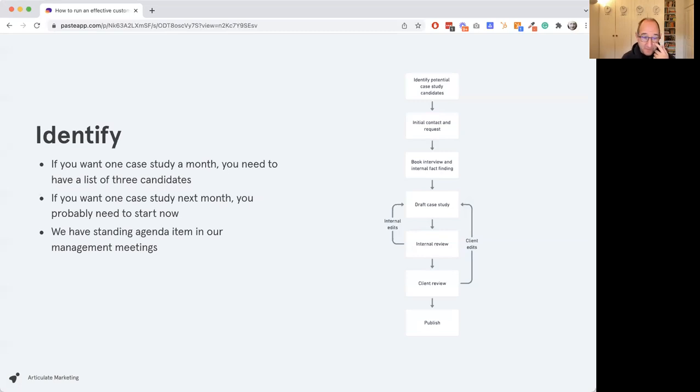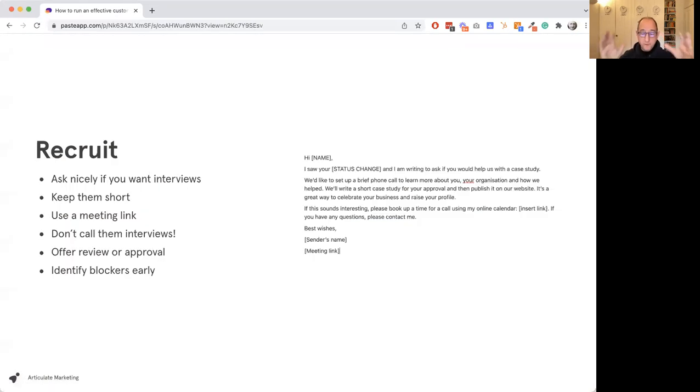Okay, so another thing that we do to be identifying is we have a management meeting template, and one of the line items is to identify potential case studies, reviewers, and so on. So you've made your list, and at this point, you're handing it over to somebody. Could be an external agency like Articulate. It could be somebody internal in marketing who's doing it.